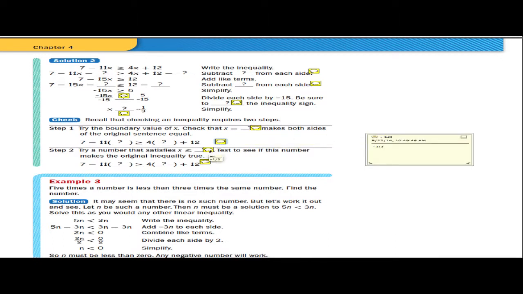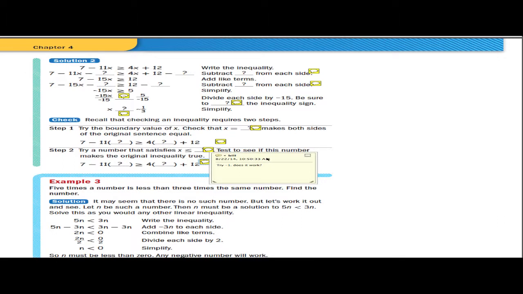And then we want to try a number that satisfies the inequality that x is less than negative 1/3 and test it to see if it makes the original inequality true. So let's go ahead and try something. How about negative 1, because it's fairly simple, and does it work? Is it true that 7 plus 11 is greater than or equal to negative 4 plus 12? And indeed that's a true statement. So we've done our 2 steps for our check.